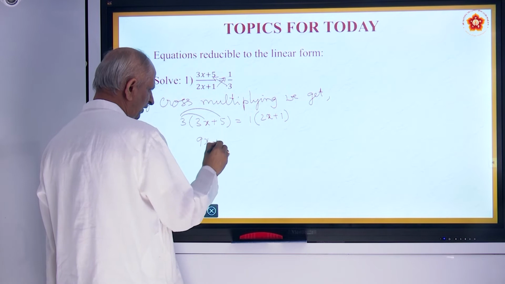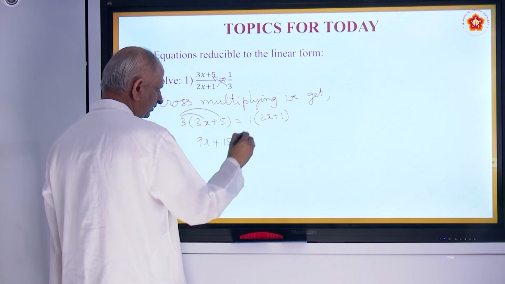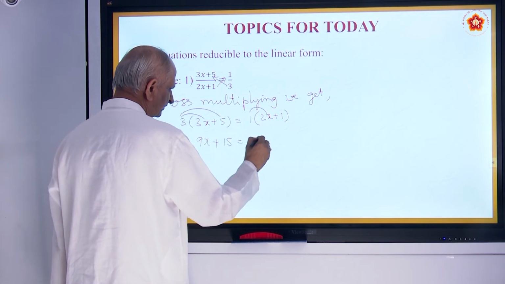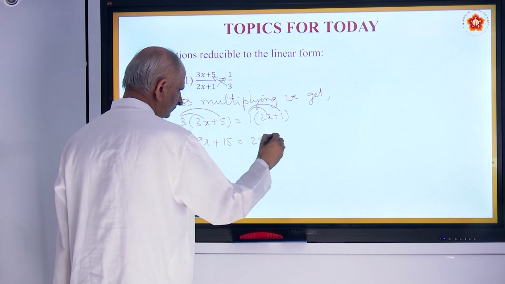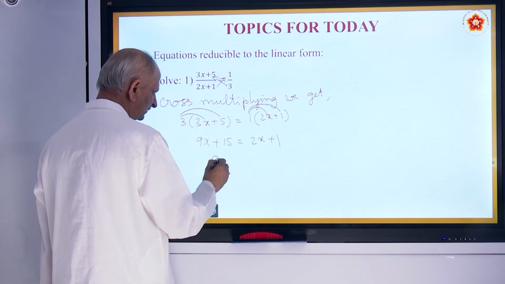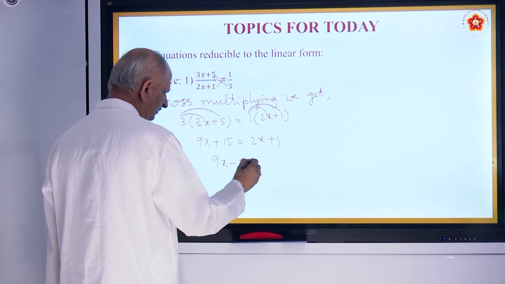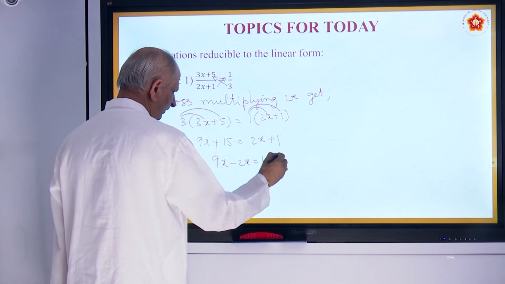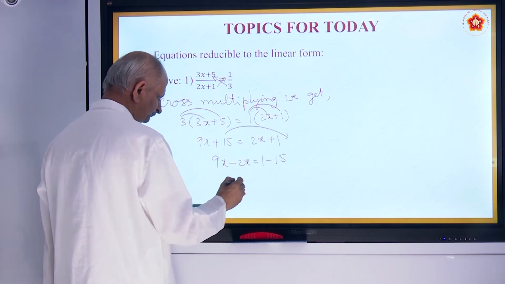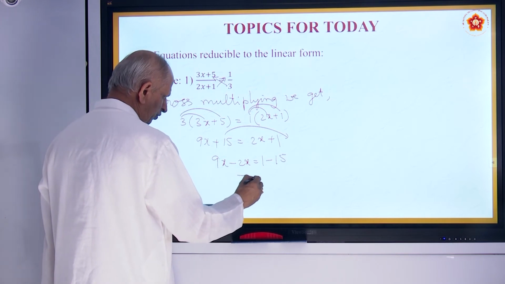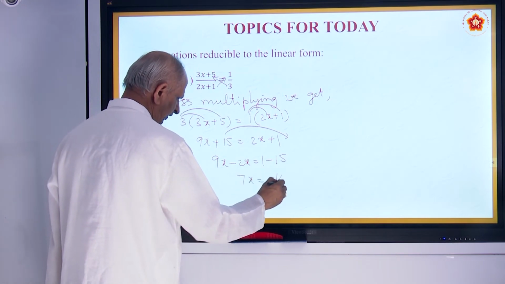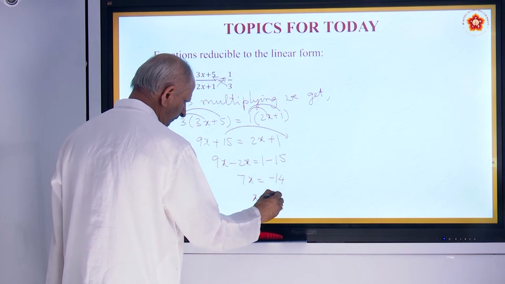3 5s are how much? 15. 1 2s are 2x. 1 1s are 1. So 9x minus 2x equal to 1 minus 15. Plus 15 comes to this side. 7x is equal to minus 14. x is equal to minus 2.